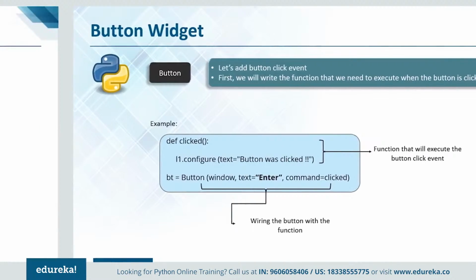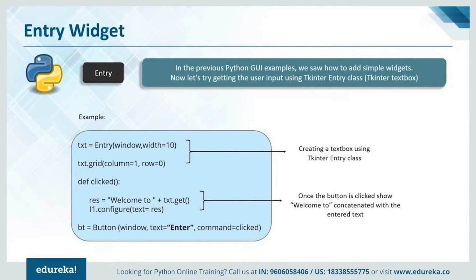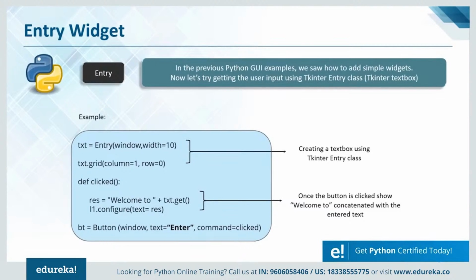Pretty easy, right? Next I have for you guys is the entry widget. What is an entry widget used for? Simply put, it is used to create input fields in the GUI, guys. So check out this example code. Here we are creating a text box using the Tkinter Entry class. Grid is used to tell the code where we want the widget to be placed on the window.